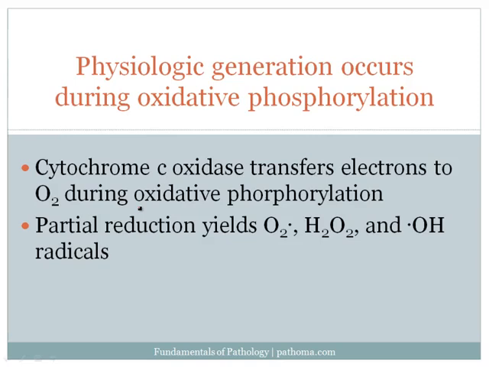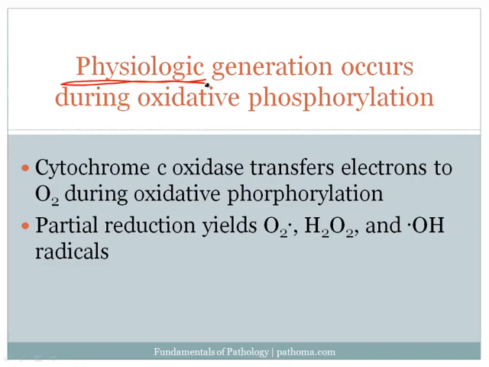So what do we mean by physiologically? Well, physiologic generation of free radicals occurs during oxidative phosphorylation, and of course this is part of the normal physiology of a human being, so that's why we use the term physiologic. Now let's review oxidative phosphorylation briefly and remind ourselves that during oxidative phosphorylation, cytochrome C oxidase transfers electrons to oxygen as a final electron acceptor. And you recall in our prior discussion of the electron transport chain, oxygen accepts electrons, which drives the production of a proton gradient, which then eventually drives the production of ATP.